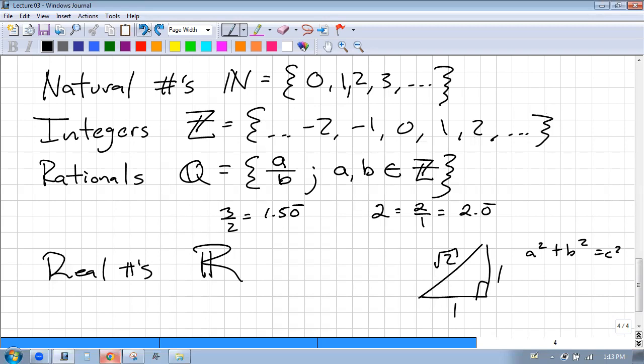So they took him out on a boat and they drowned him. All right, that's our first mathematical martyr, right? Like if you have a religion, that's one way to keep it. Anybody that shows otherwise, you just kill them, or you slander them by calling them irrational.